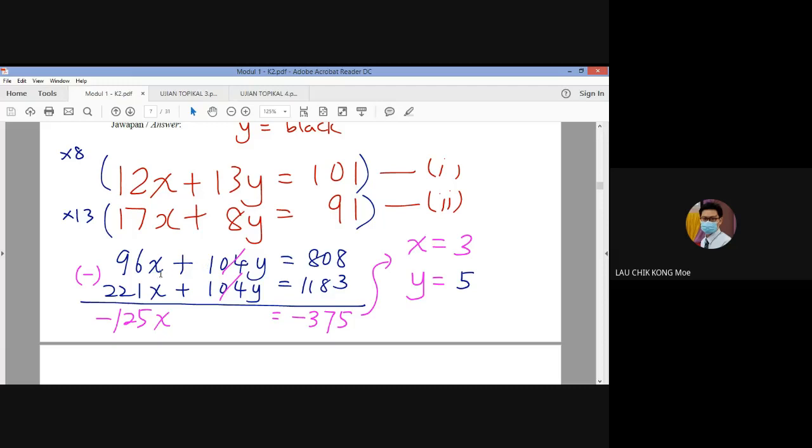So I will get 96x plus 104y equals 808 for the first one. And then the second one is 221x plus 104y equals 1183. Okay, and then I do the subtraction. So I will get negative 125x equals negative 375. And then I will get x equals 3. After getting x equals 3, I substitute x equals 3 into any one of the equations, 1 or 2, any one. And then I get y equals 5.